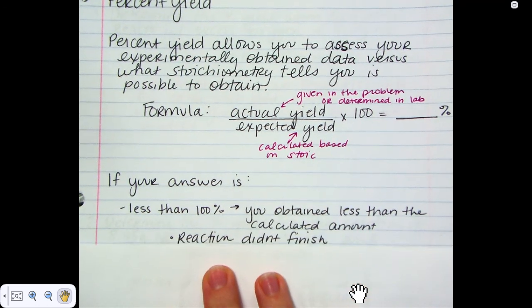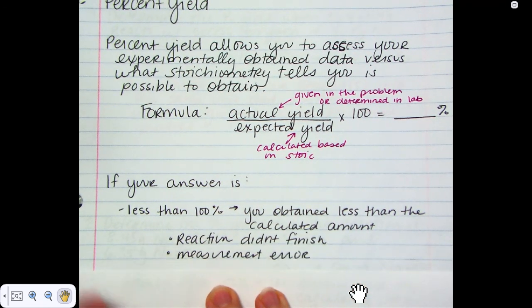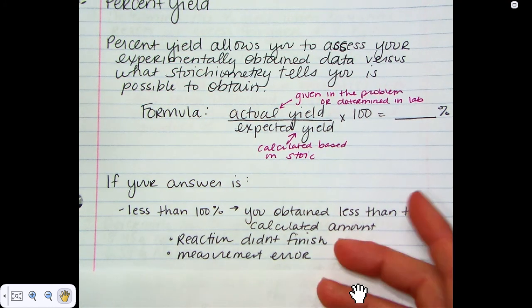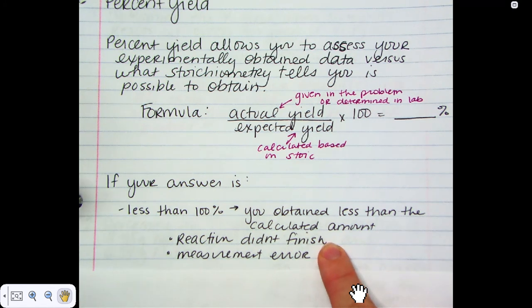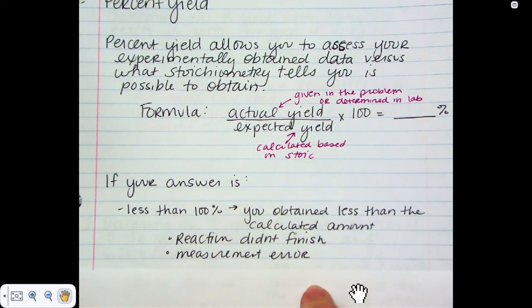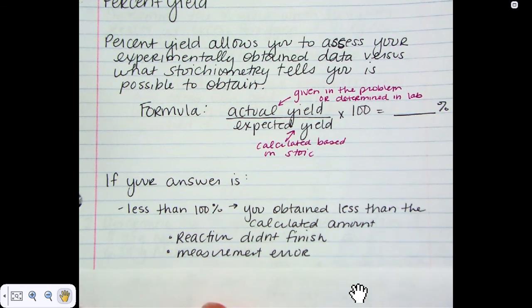Well, if my answer is less than 100, what does that mean? I obtained less than the calculated value. So maybe my reaction didn't finish, or I had measurement error. I didn't put in as much reactant as I thought.